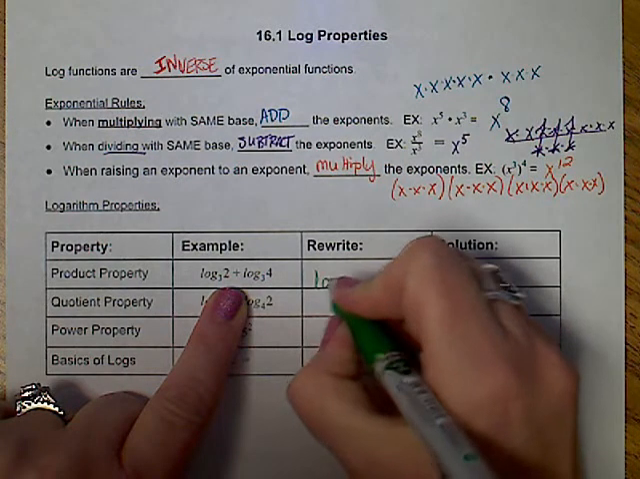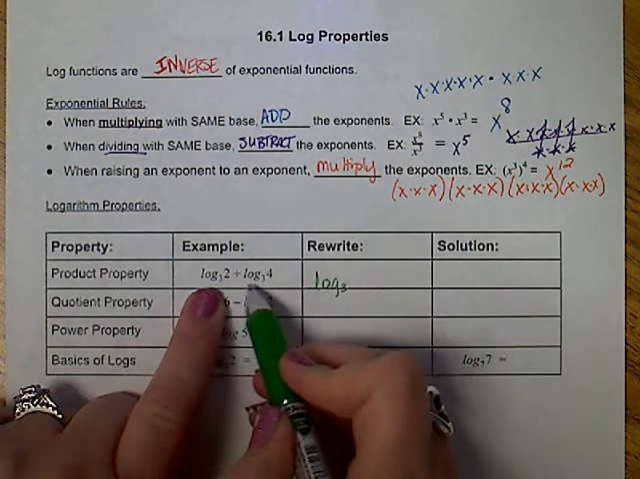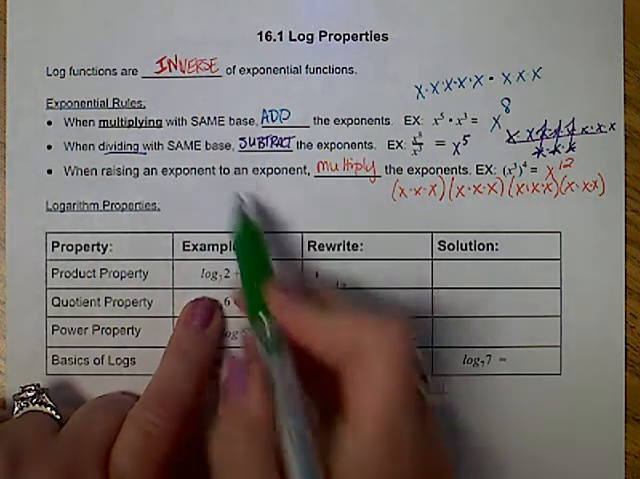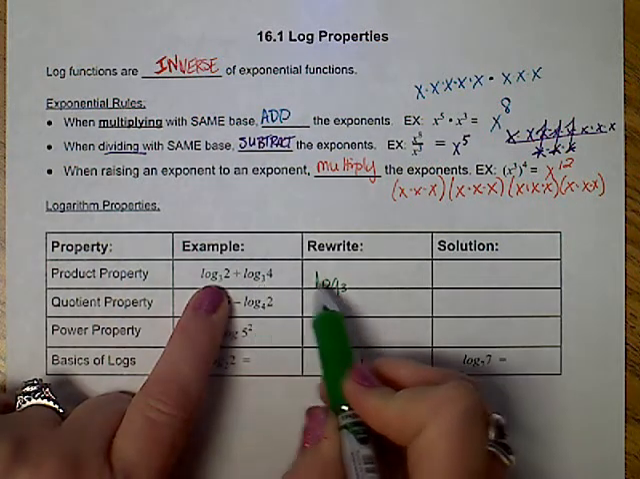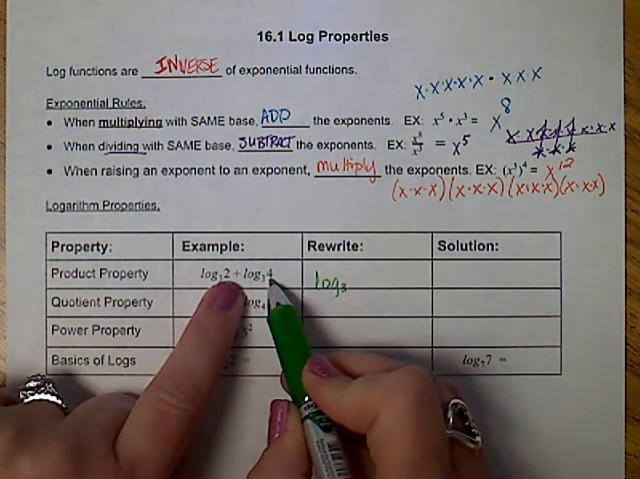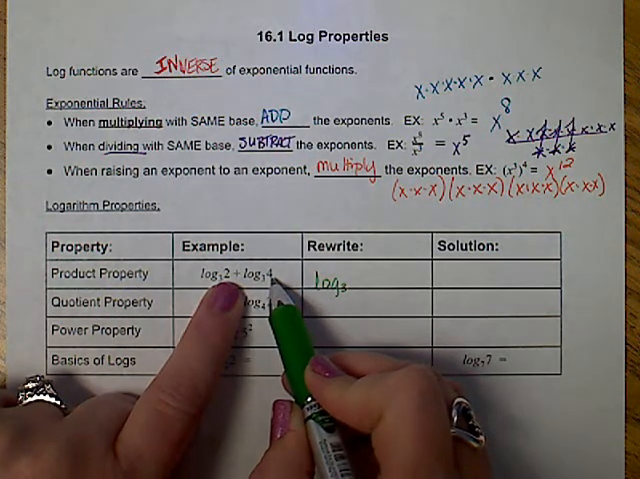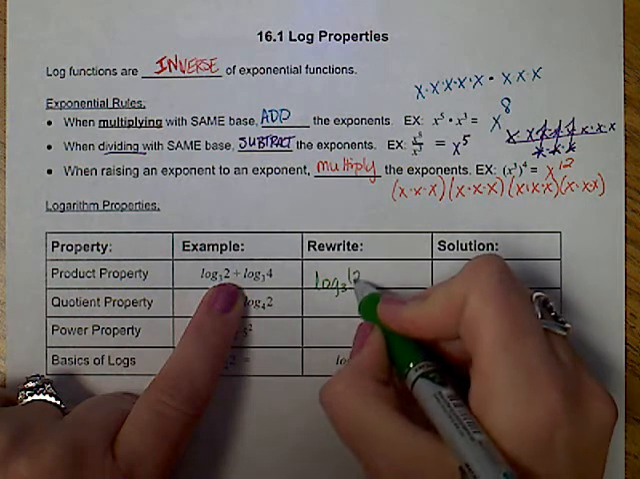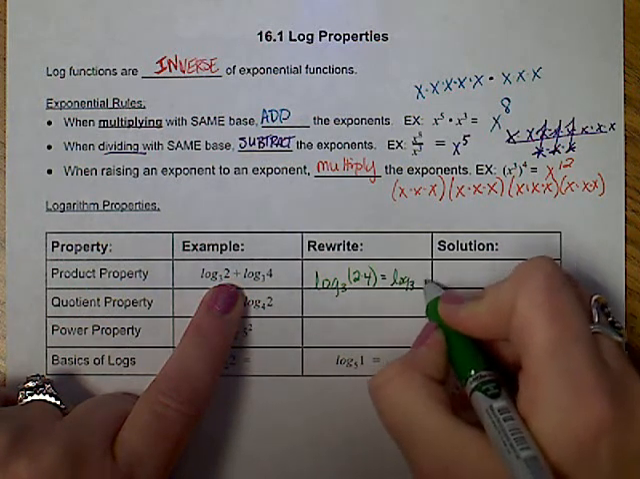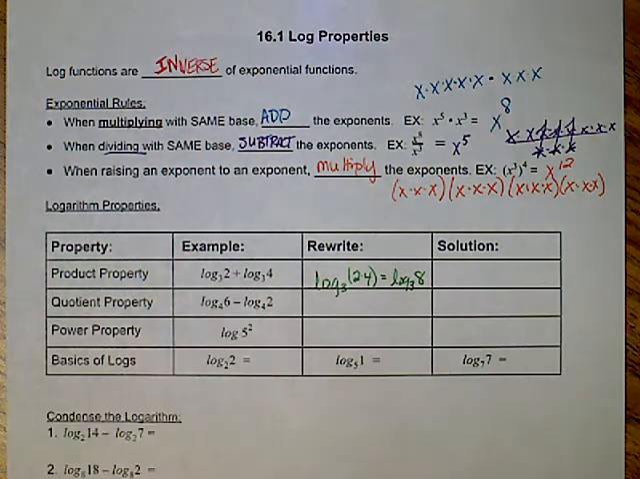So I'm going to rewrite it as log base 3. Notice they have the exact same log bases. That's important because we still have to have the same base. Log base 3, so I only write that once. And then I take the arguments, 2 and 4 are called arguments, and I multiply them. So it should be 2 times 4, which should really be log base 3 of 8.